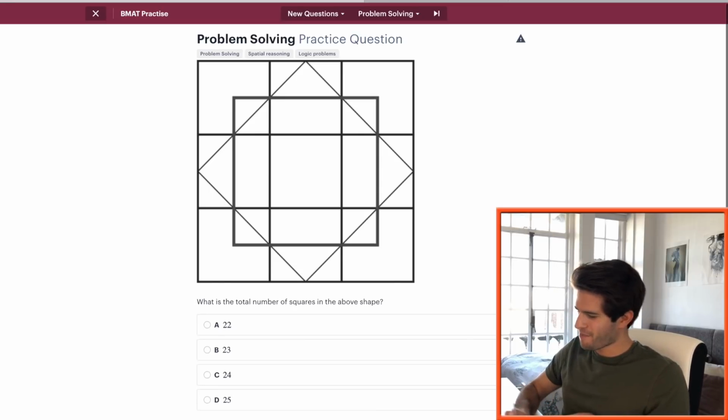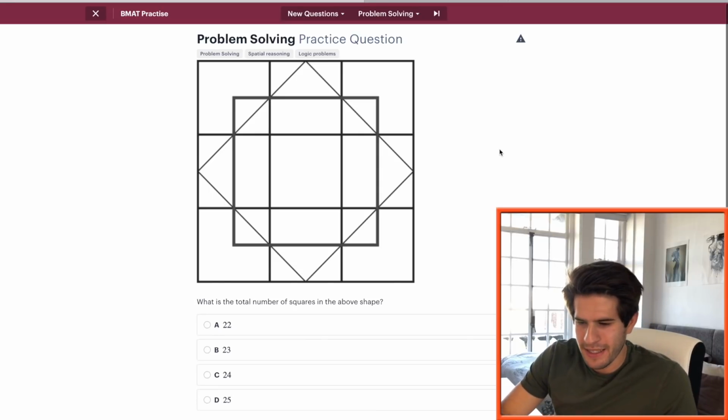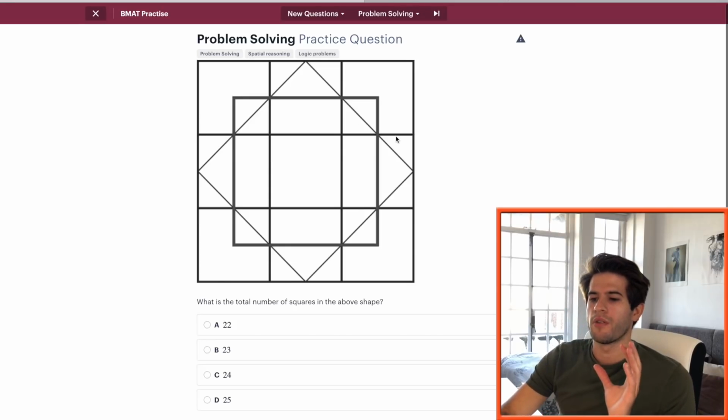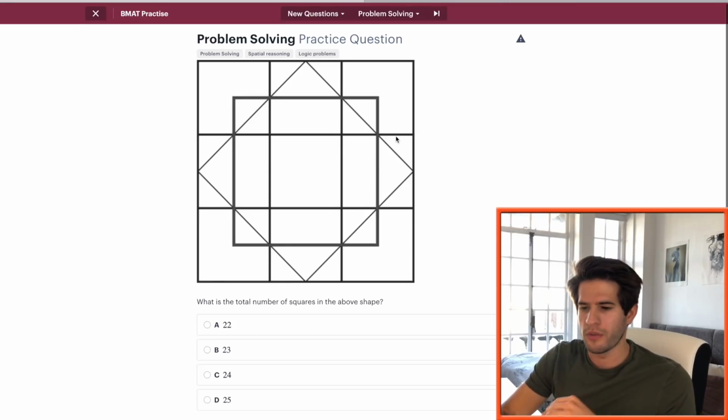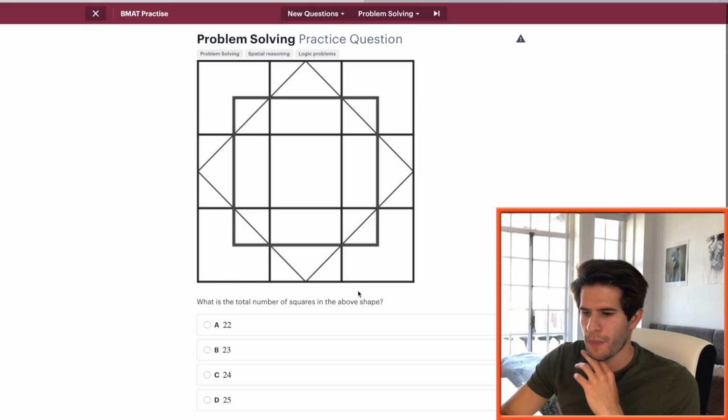Okay, what is the total number of squares in the above shape? Oh, okay. That's interesting. Let's start keeping a tally. So let's start with all the biggest ones and work down towards smaller ones. So biggest one, 1. Okay, then 2, then 3, 4, 5, 6, 7, 8, 9, 10, 11, 12, then 13, 14, 15, 16, 17, 18, 19, 20.